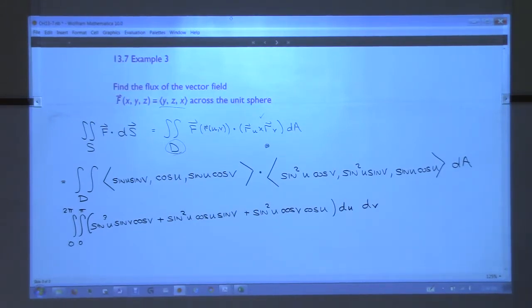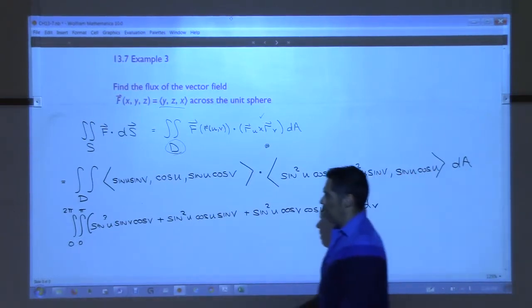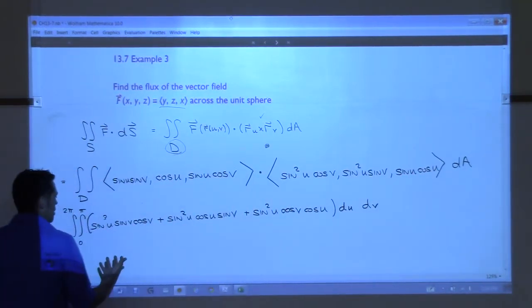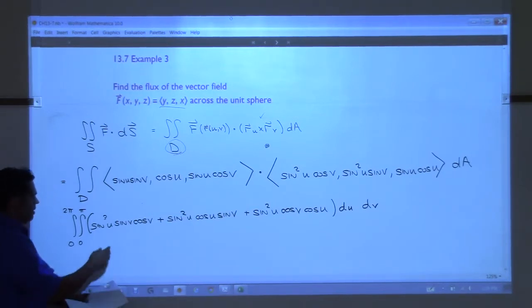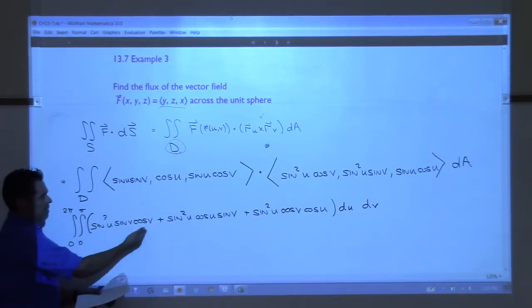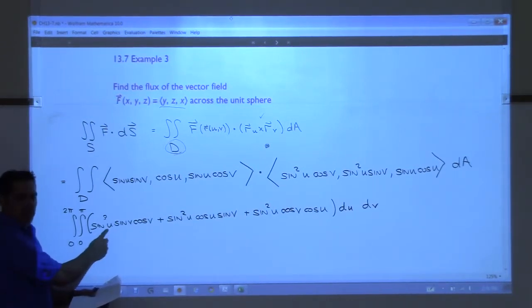So you've got to integrate all that with respect to u first, right? So we're not going to do it, but let's just talk about what we would do. If we were integrating this with respect to u, sine cubed, how would you integrate sine cubed?